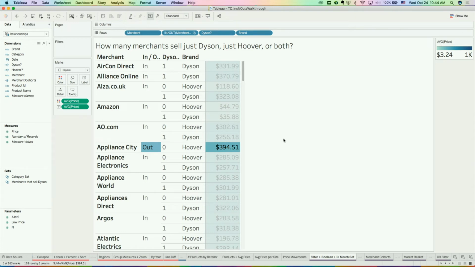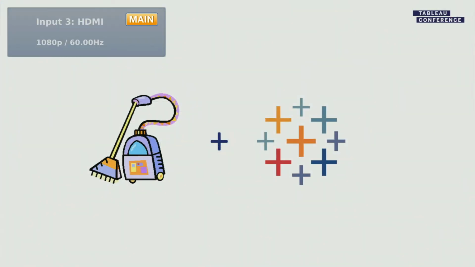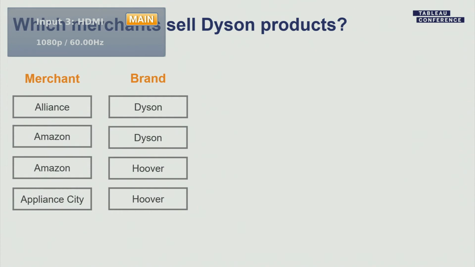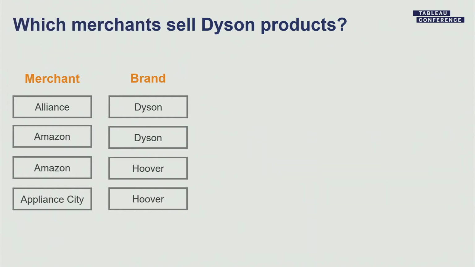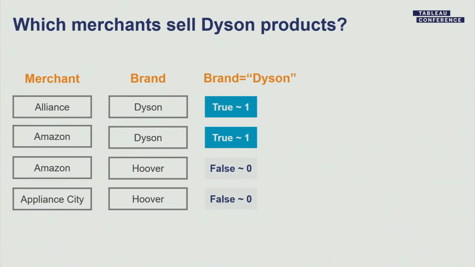So if we go back to our deck and look at this more schematically, we started with this simple table of merchant and brand combinations. Here we have 1 row for Alliance, 2 for Amazon, 1 for Appliance City. We wrote this row level calculation to return true or false if the brand is Dyson. But then the question was at the merchant level. So we had to aggregate that information to the merchant column.